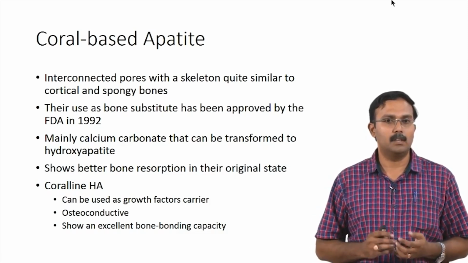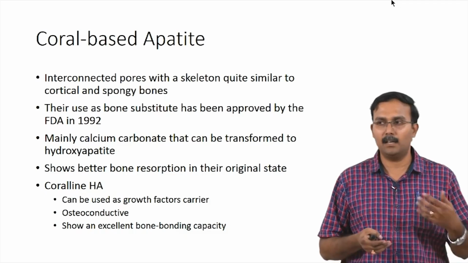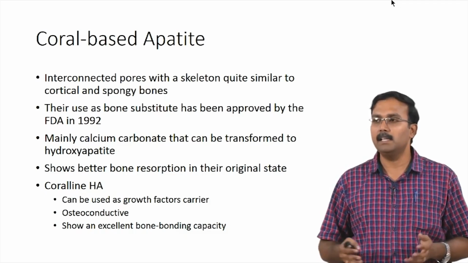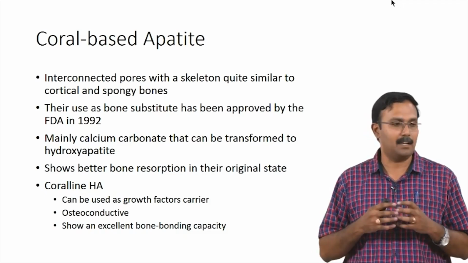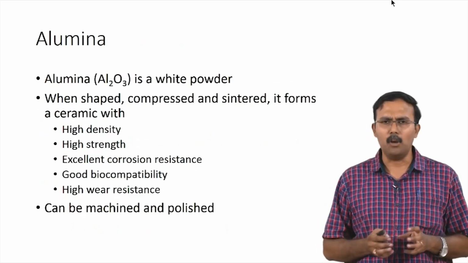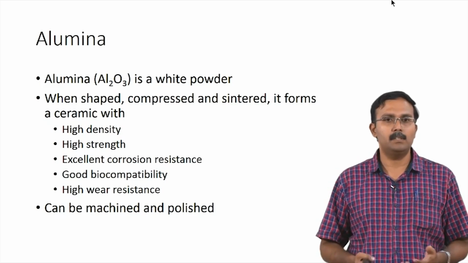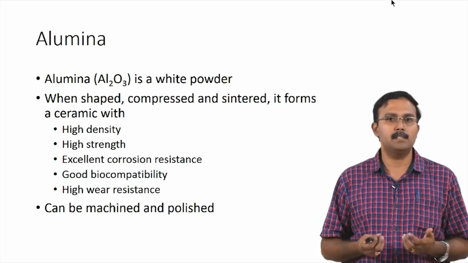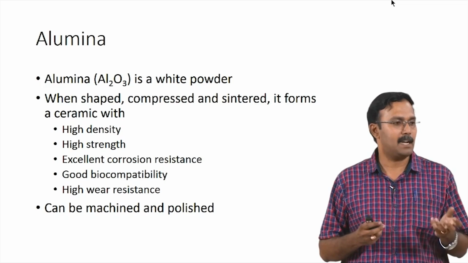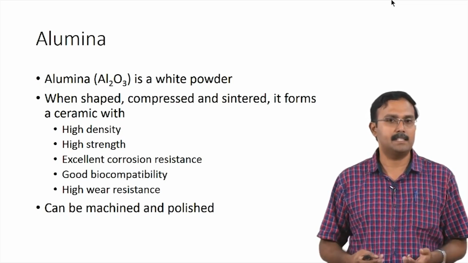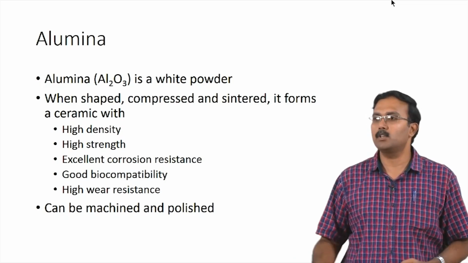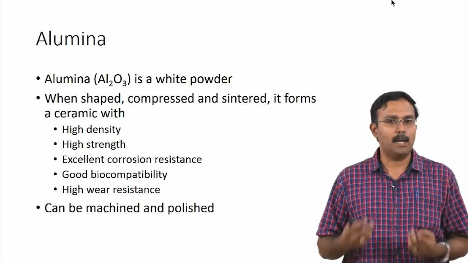Osteoconductive materials are bioactive. Bioinert materials are not osteoconductive, they will just act as a barrier. Alumina is a bioinert material. It is actually a white powder, and it can be shaped and compressed and sintered to form a ceramic which has very high density and strength. It also has very good corrosion resistance and biocompatibility.